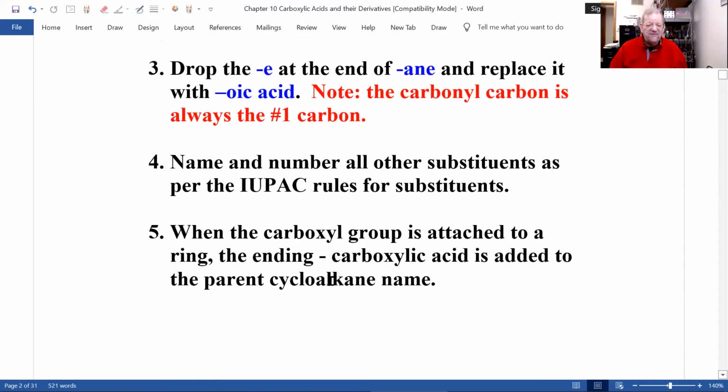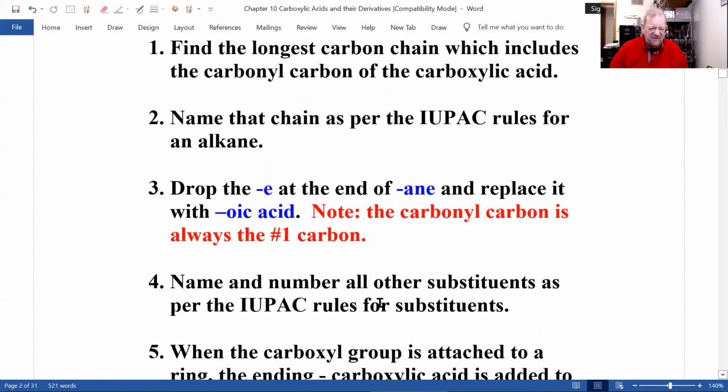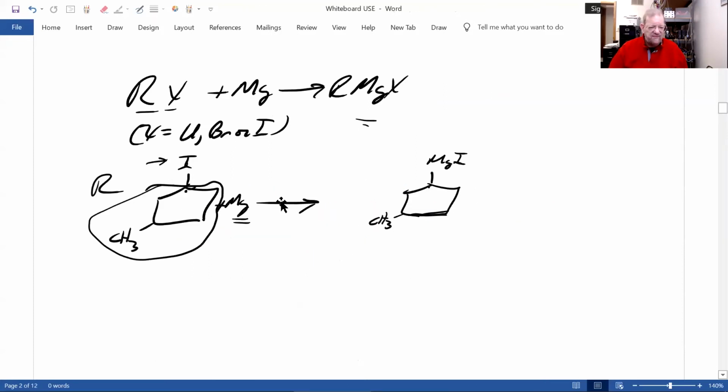And this one I've never really encountered, so you don't either. When a carboxylic acid is attached to a ring, it's called carboxylic acid, ending like cyclohexane carboxylic acid. And I've never used that. I'll show you what we do use that's more likely. So let's have some fun with carboxylic acids.